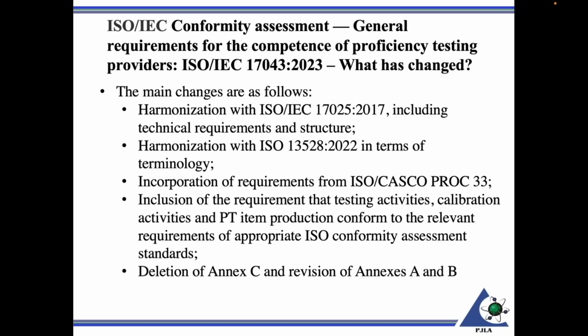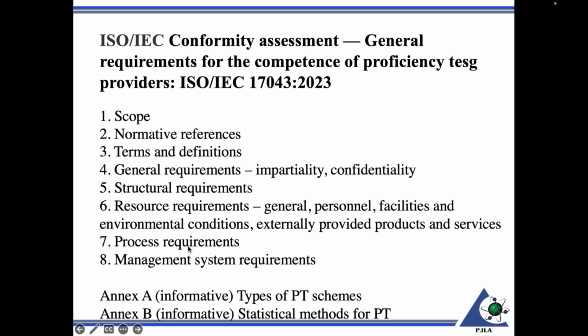It incorporates the requirements from ISO CASCO, that's the conformity assessment group of ISO, and their procedure 33. That's inside baseball stuff, folks. It includes the requirement that testing activities, calibration activities, and PT item production conform to the relevant requirements of any other ISO conformity assessment standards. And it deleted some annexes. So in general, it aligned itself with a lot of the other ISO documents a little bit better.